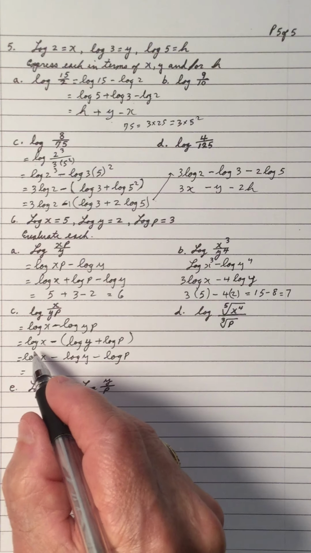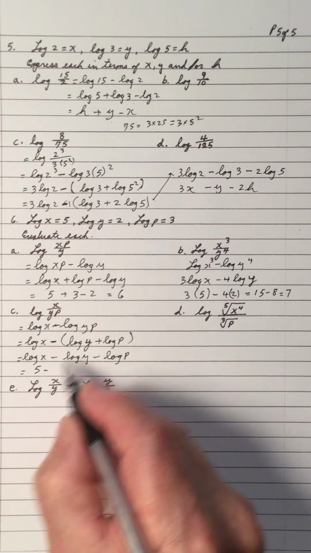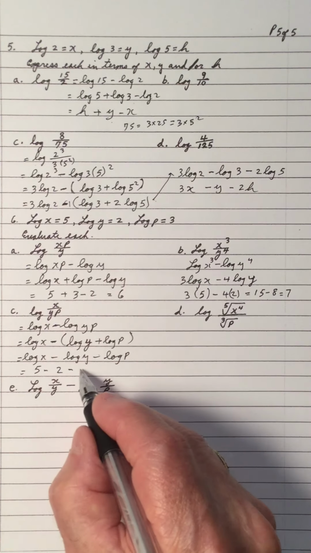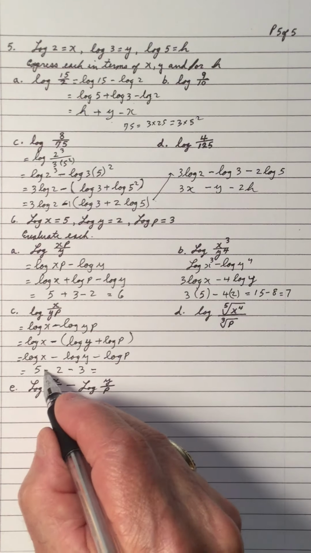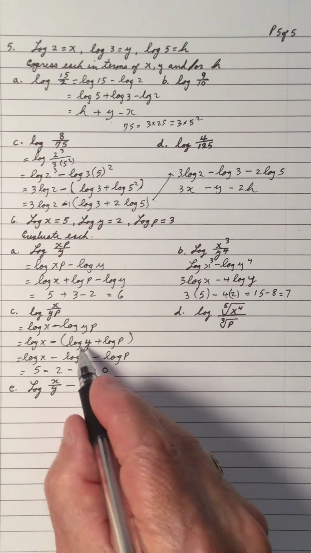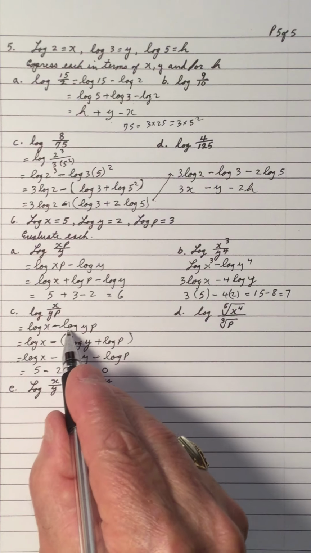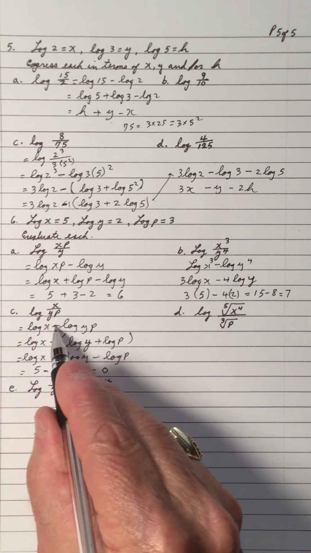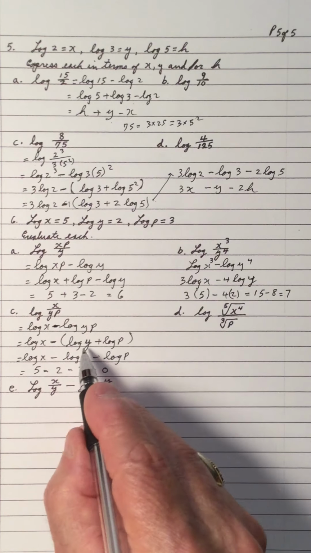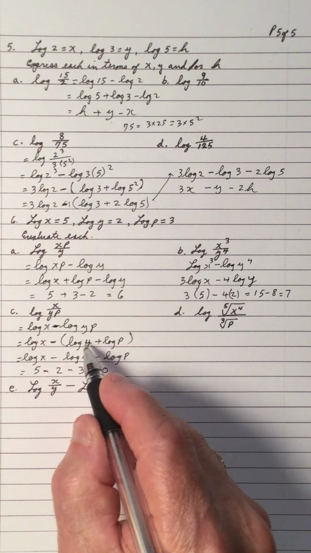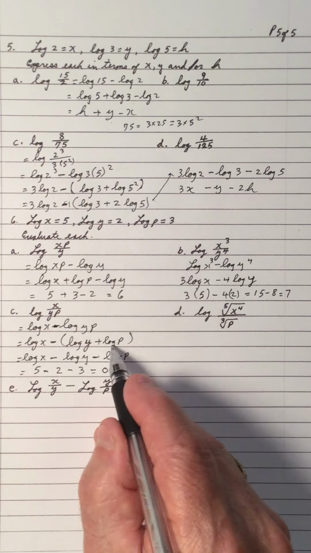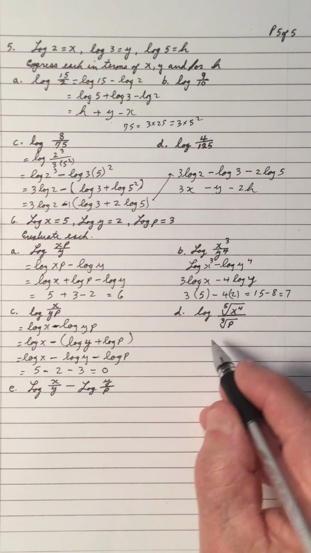And log x is 5. Log y is 2. Log p is 3. So 5 minus 2 minus 3 is 0. You got to be careful here. Again, notice that because this is a subtraction, it's acting as a negative on both of these. So it's a negative there and there on this multiplication. So this is the mathematical way to do it, make sure you're okay.